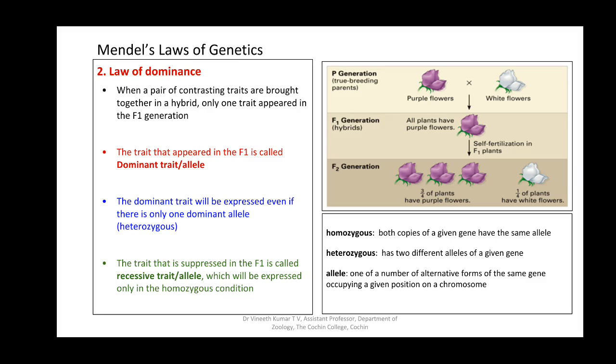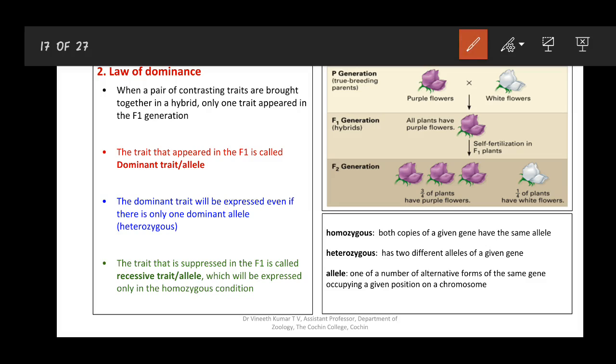In the law of dominance, what he stated was that when a pair of contrasting characters are brought together in a cross or a hybrid, only one trait will appear in the first generation. This is nothing but the explanation of our monohybrid cross. So we'll take the example.